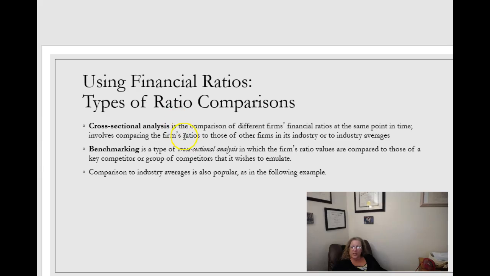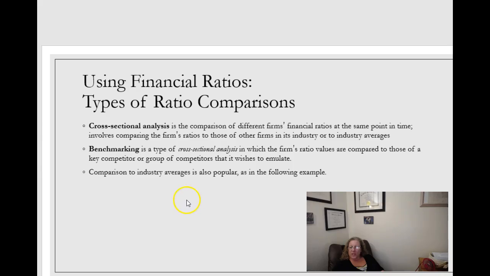So we can do a cross-sectional analysis. This is the comparison of different firms' financial ratios at the same point in time. It involves comparing the firm's ratios to those of other firms in the industry or industry averages. So you might be comparing Lowe's with Home Depot. That would be cross-sectional, and it would be at a specific point in time.